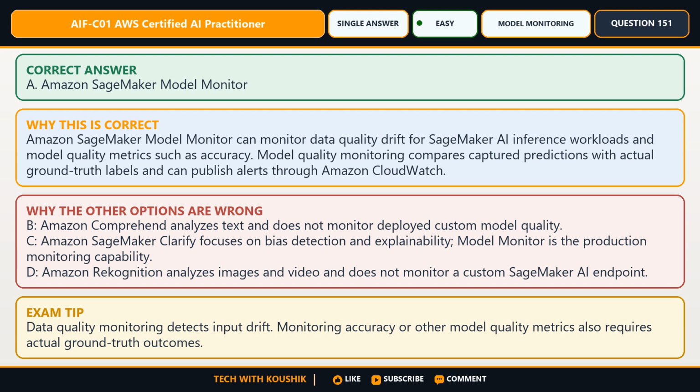The incorrect choices are plausible but unsuitable because B, Amazon Comprehend analyzes text and does not monitor deployed custom model quality. C, Amazon SageMaker Clarify focuses on bias detection and explainability. Model Monitor is the production monitoring capability. D, Amazon Rekognition analyzes images and video and does not monitor a custom SageMaker AI endpoint. Data quality monitoring detects input drift. Monitoring accuracy or other model quality metrics also requires actual ground truth outcomes.